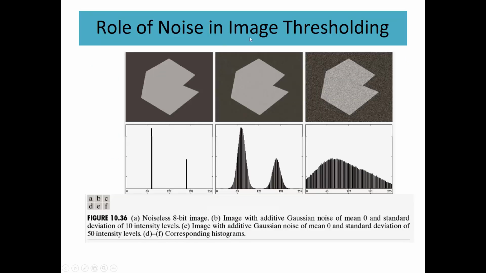Now, the role of noise in image thresholding. As you can see in figure A, the image is free of noise, and figure D is the corresponding histogram that consists of two spikes. Segmenting this image into two regions is a trivial task. We just select a threshold anywhere between these two modes. Now figure B shows the original image corrupted by Gaussian noise of mean 0 and a standard deviation of 10 intensity values.